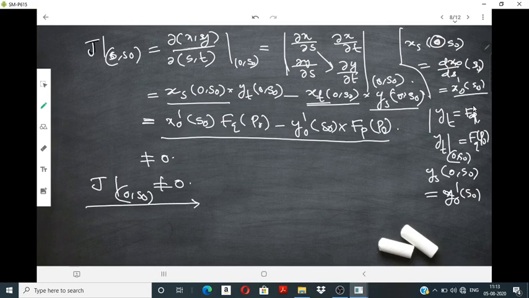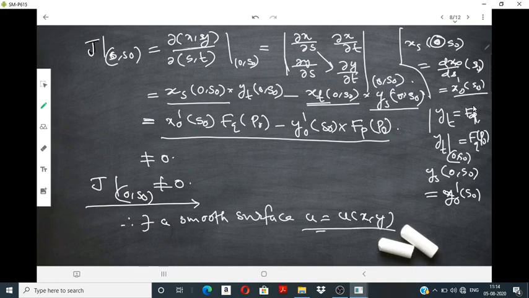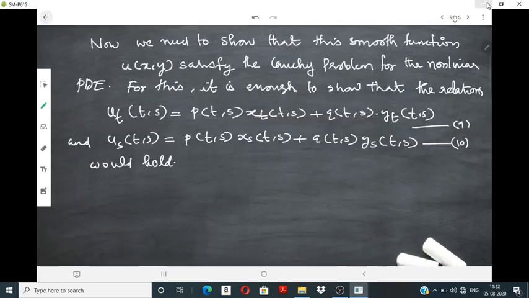So we can invert the parameters from t comma s to x comma y. So we have a smooth surface. Thus, there exists a smooth surface, u equal to u of xy. Now we need to show that this smooth function u of xy satisfies the given Cauchy linear problem. That is the verification of this solution.